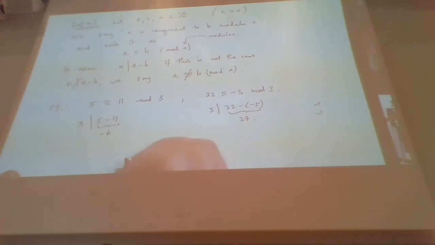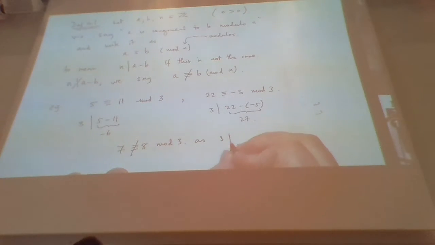And then a negative example: 7 is not congruent to 8 modulo 3. The difference between them is minus 1. 3 does not divide minus 1. So there are some positive and negative examples.